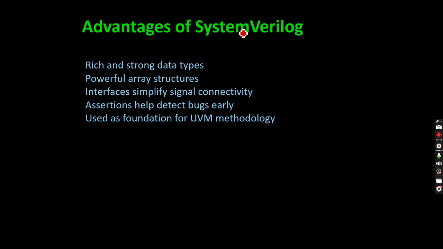See, these are the advantages of SystemVerilog. Rich and strong data types, which we'll discuss further. Powerful array structures, so arrays are very good concepts to verify any type of design. And interfaces simplify connections. In Verilog the connections are complex, but here the connections become very simple. And assertions help to detect bugs easily. Not only verifying the design, but we have to find the bugs faster. As a verification engineer, we have to find the bugs faster in our RTL code. So the assertion concept was introduced in SystemVerilog and is used as a foundation of the UVM methodology.